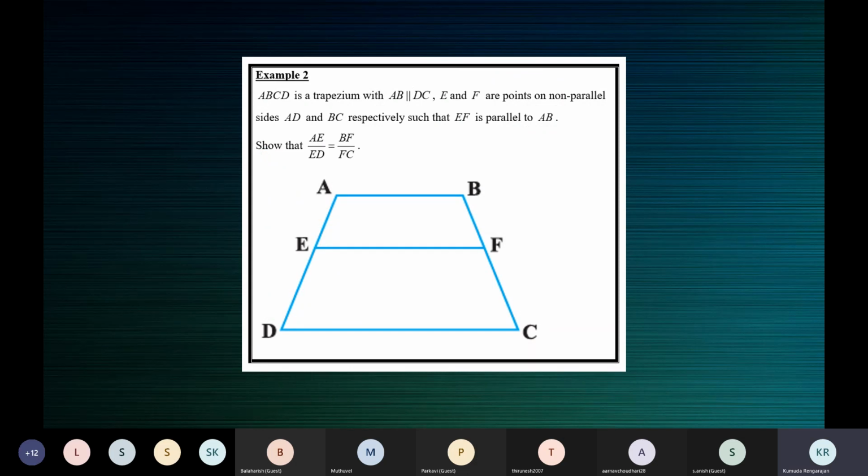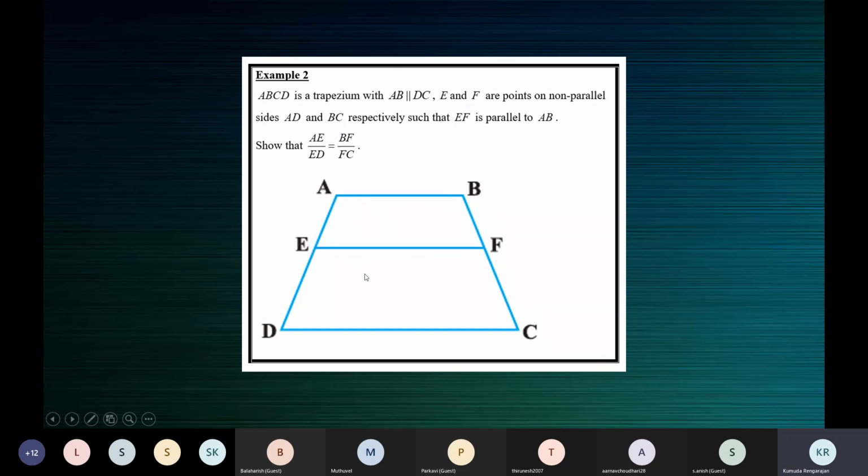So here, an example 2. We have a trapezium ABCD with AB parallel to DC. E and F are points on the non-parallel sides AD and BC respectively. AB and CD, these two are the parallel sides. So these two, AD and BC, are the non-parallel sides. E is a point on AD, F is a point on BC, such that EF is parallel to AB.